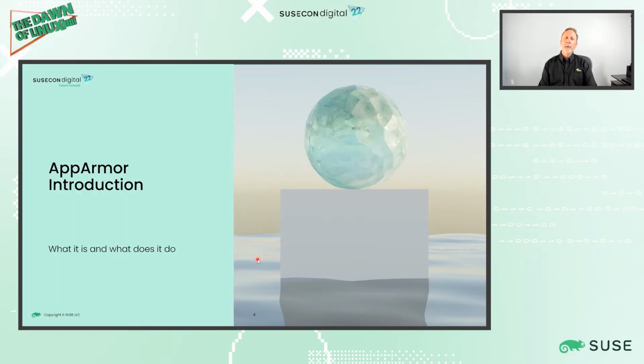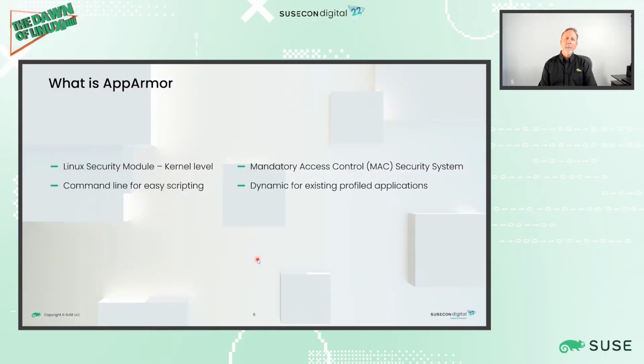So let's look at AppArmor from an introductory perspective. What is it, what does it do? AppArmor is considered a Linux security module because that's where it plugs in from a stack perspective. So it is at the kernel level, so we get the efficiency of running at the kernel. We also get the capabilities of running at the kernel. It's a command line driven application, or security tool, I should say, so it's easy for scripting, for adding to other automation tools. And it is also a mandatory access control security system as opposed to a discretionary access control system.